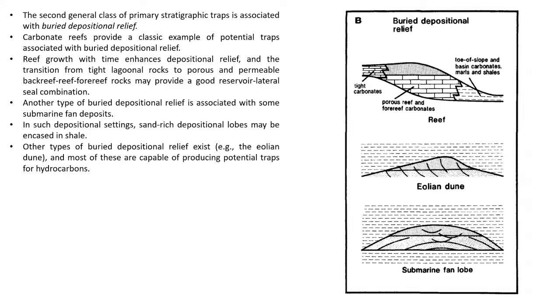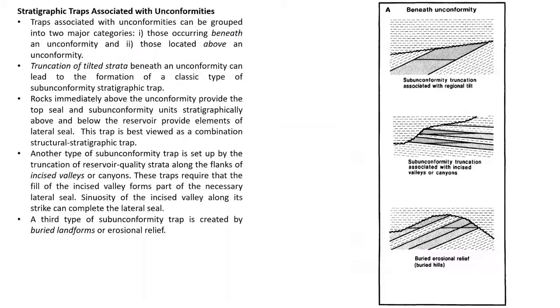Similarly, for the buried depositional relief, you can see that the carbonate reefs provide a classic example of potential traps associated with buried depositional relief. They have already been buried, and then they are overlain by younger sediments. Similarly, the aeolian dunes and submarine fan lobes, once they are already formed, are older structures, and they are overlain by new impermeable younger strata. So that traps the hydrocarbon over there.